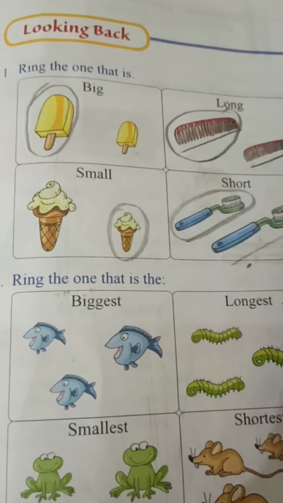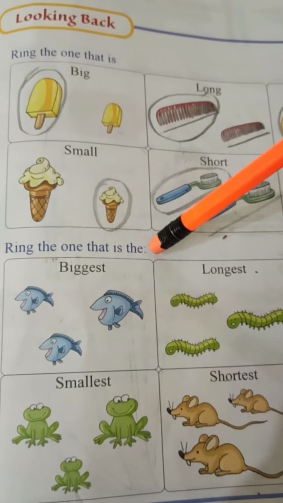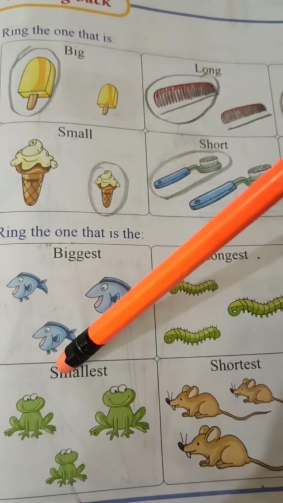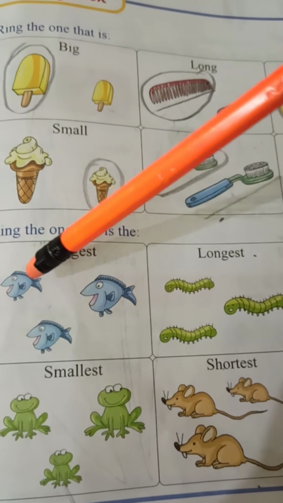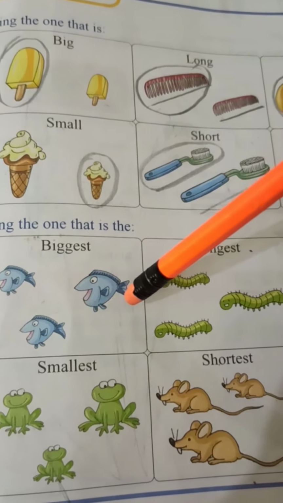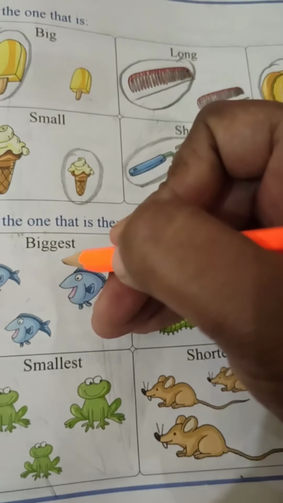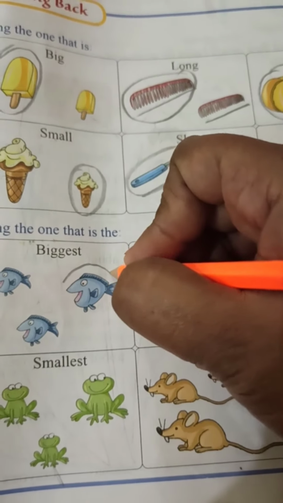Okay. Now, ring the one that is the biggest. Look at these three fish. This one is small, a little bit smaller. This one is the biggest fish. This one is the biggest fish, right?